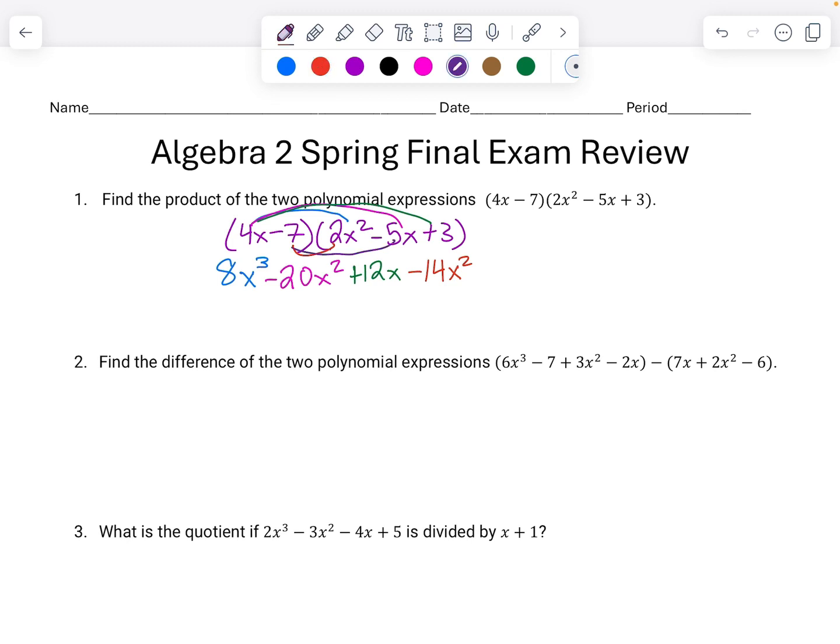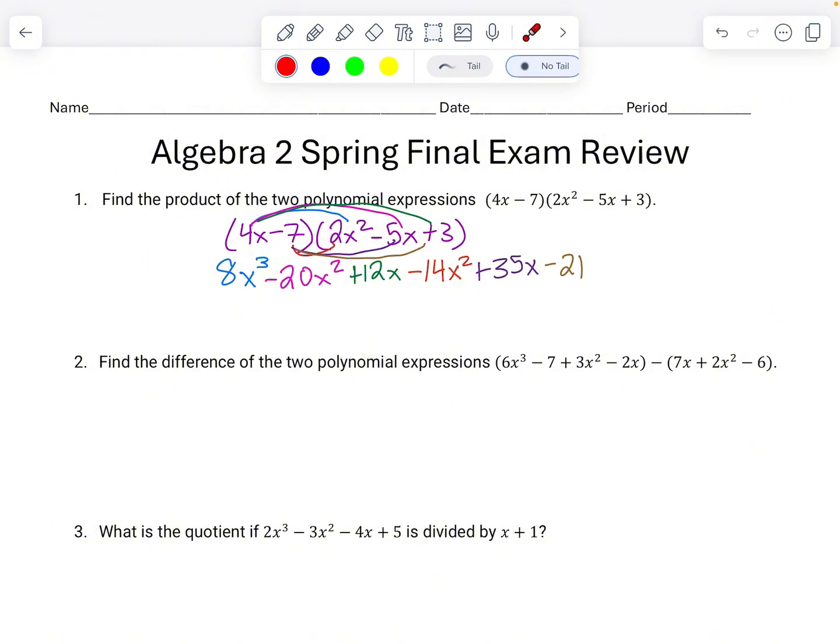Okay, then I have negative 7 times negative 5x gives me positive 35x. Okay, and our last one, negative 7 times positive 3 gives me negative 21, and neither of those terms had an x, so that 21 will not have an x. Now, if you stop here, you get partial credit. You do not get full credit, because we must combine like terms from here.